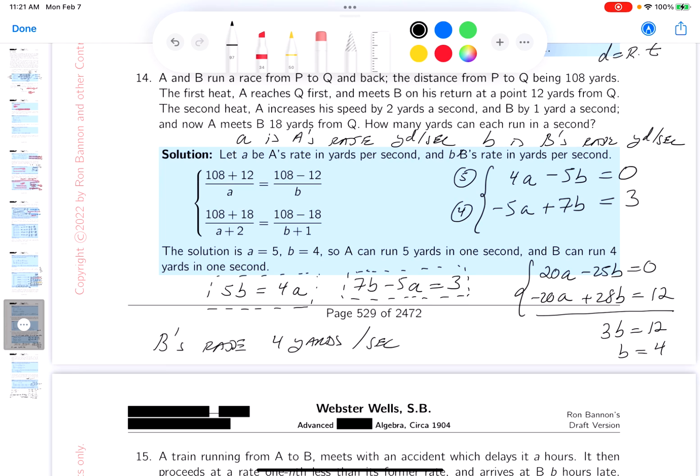And what's A? Well, if you look at it, I would probably plug it in here because it's easy to do. So 5 times 4 is 20, so A would have to be 5. So A's rate is 5 yards per second. All right, let's look at the key and see what they said. And they say A can run 5 yards in 1 second, 5 yards per second, and B can do 4 yards. We did pretty good.